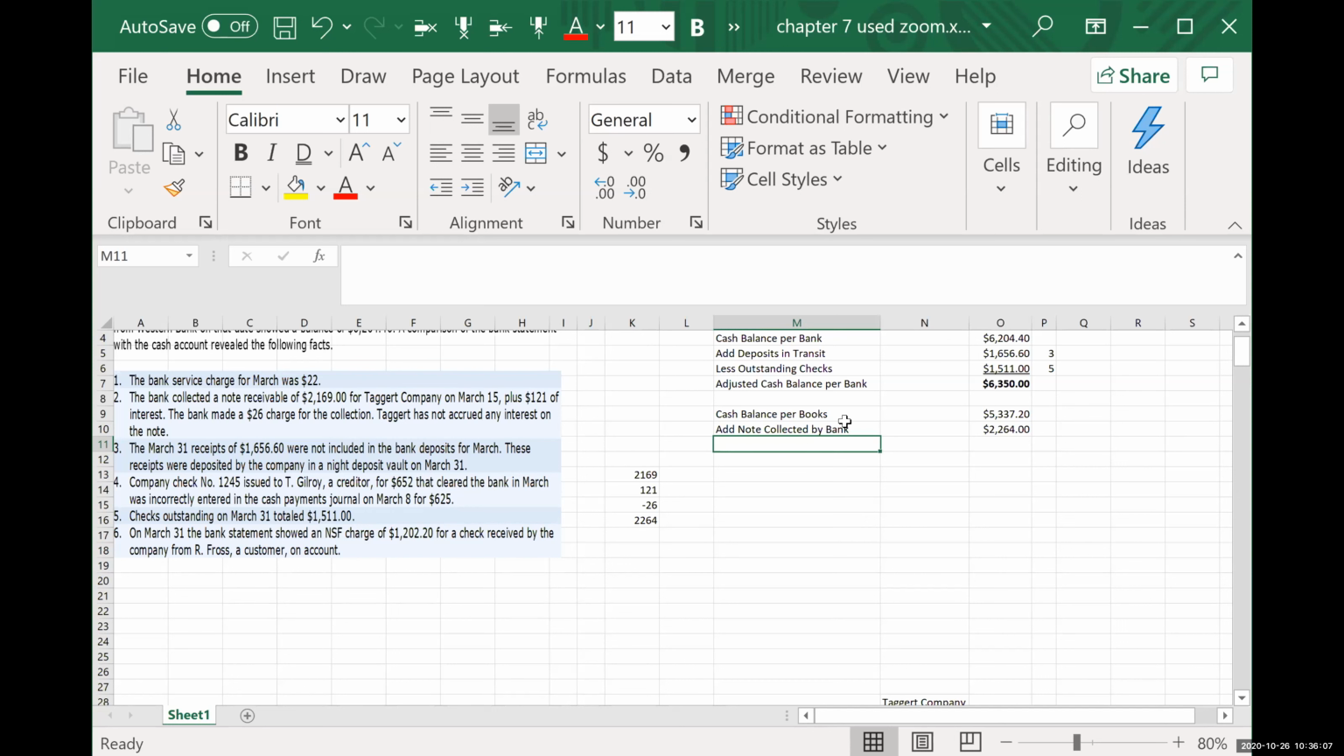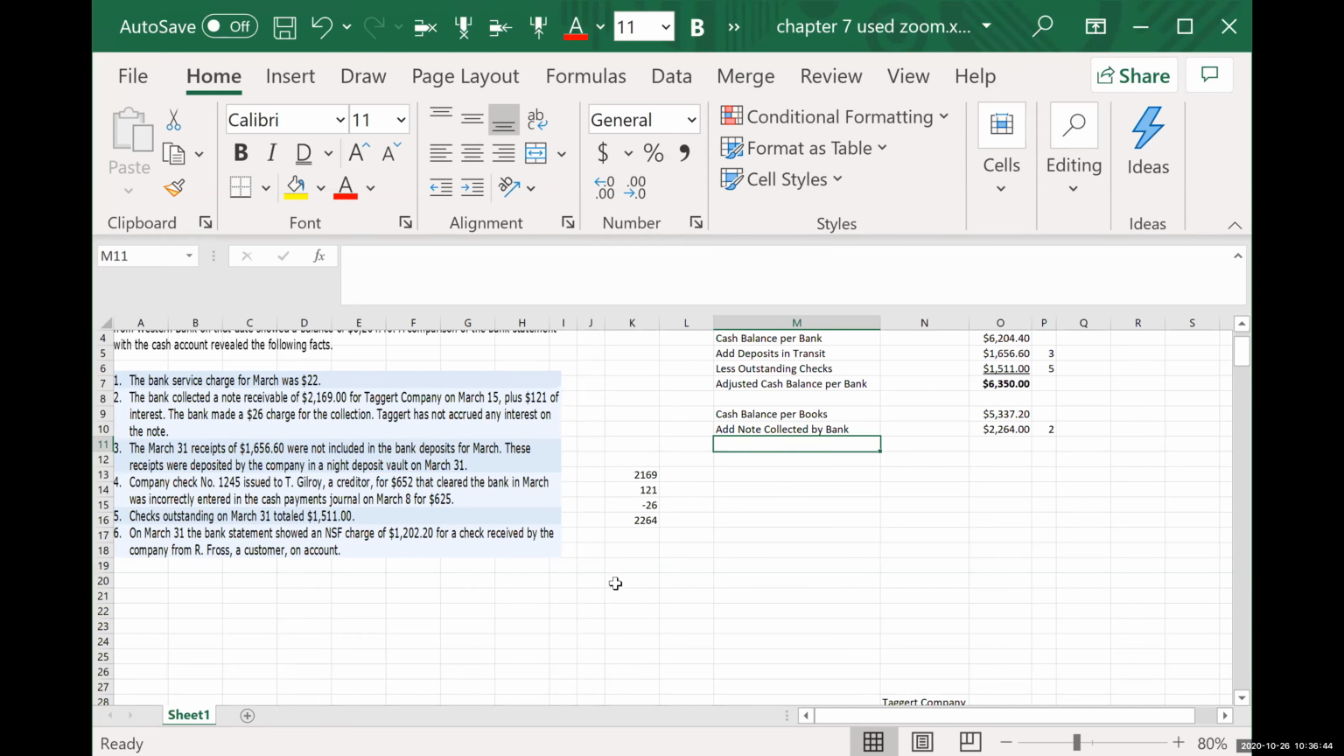Okay. So let's see, the 2,264, that was number 2, right? And let's see, errors. See, number 6 is a non-sufficient funds check. We already took care of number 5. Okay, number 4. Company check number 1245 issued to T. Gilroy, creditor, for $652 that cleared the bank in March was incorrectly entered in the cash payments journal for $625.